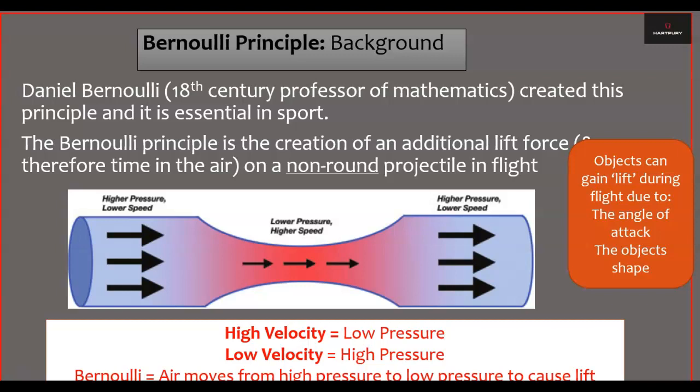So if we look at this image below, the Bernoulli principle looks at pressure differences. If you look on the left-hand side with the arrows here, you can see that there is a high pressure with lower speed, and then in the middle there is low pressure with high speed and high pressure with low speed on the right-hand side. So essentially the principle explains how air moves from high pressure to low pressure, causing lift. Okay, so objects gain that lift during flight, and that could be affected by the angle of attack and the shape of the object itself.